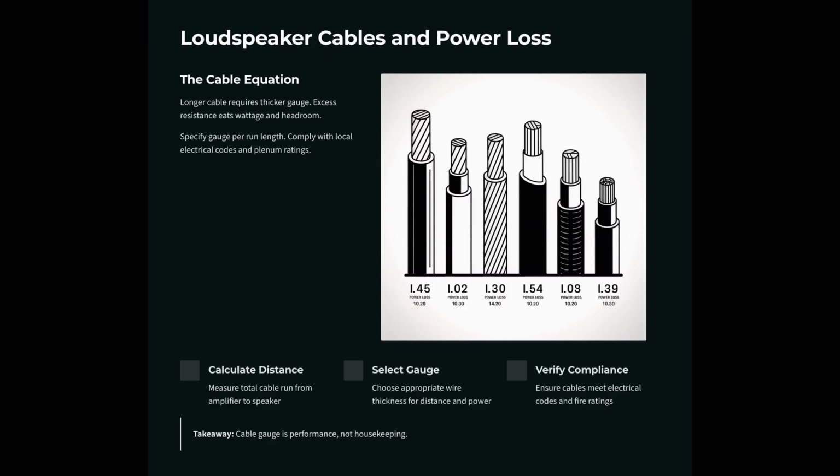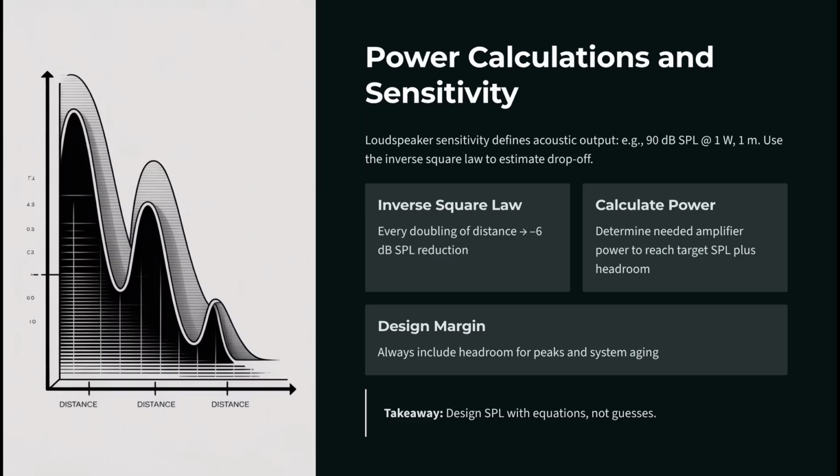It's not housekeeping. As you design your audio system, remember that loudspeaker sensitivity defines acoustic output, and learn how to read specifications. When you read 90 dB SPL at 1 watt at 1 meter, you can use the inverse square law that we learned in part 1 to estimate drop-off, meaning every doubling of distance will be a minus 6 dB. Then calculate needed amplifier power to target SPL plus the headroom. So design SPL with equations. Don't eyeball it, don't guess it.